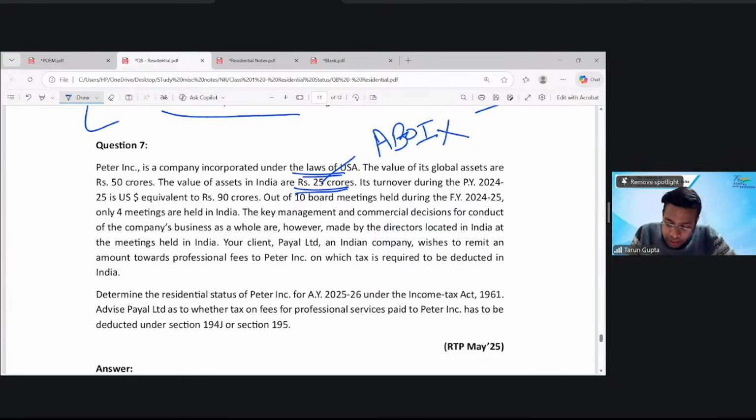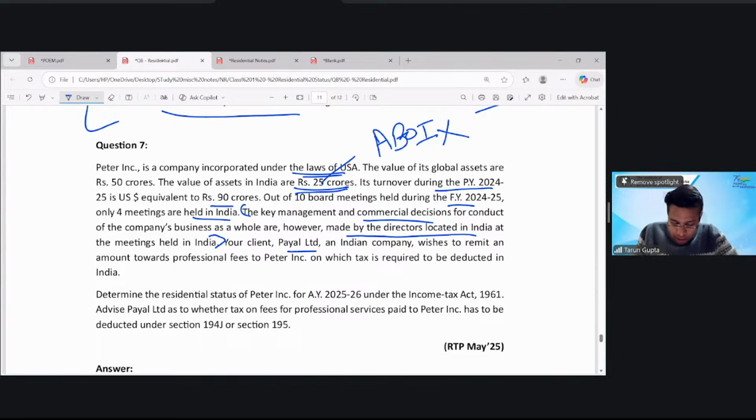Okay. Its turnover during the previous year 24-25 is US dollar equivalent to 90 crore. Out of 10 board meetings held during FY 24-25, only 4 meetings are held in India. Not relevant, sir, because the company is not having active business outside India. The key management and commercial decisions for conduct of the company's business as a whole are, however, made by directors located in India at meetings held in India. So it's saying that the company has a POEM in India because key management decisions are taken in India.